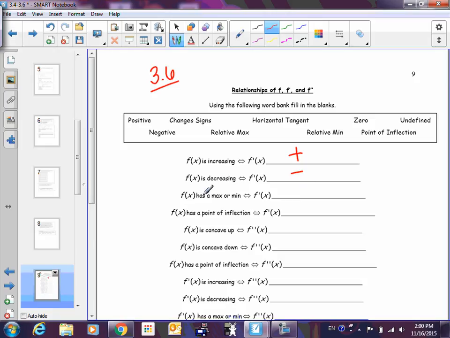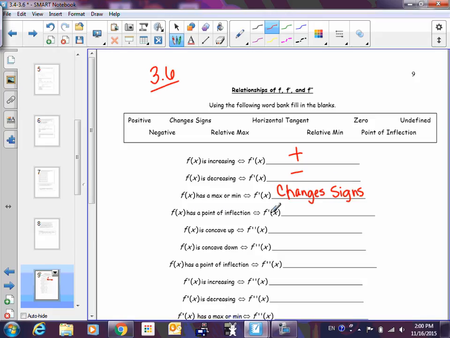What about when f of x has a max or min? This one's a little bit harder. What's happening with f prime? It changes signs. What some people might want to say here is 0 or undefined. That's not a bad place to start. When f prime is 0 or undefined, that is a possible max or min, but we really need a change in sign to be ensured that we have a max or a min. That's why this arrow goes both ways. It's like an if-then and then the converse of that.